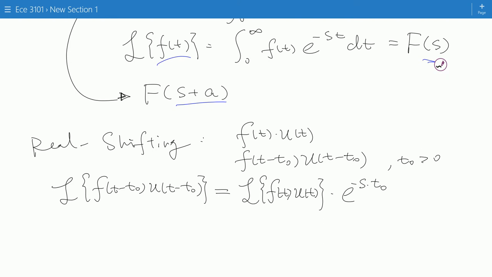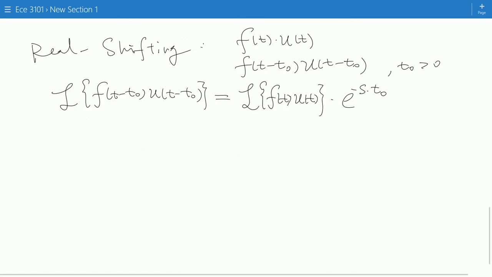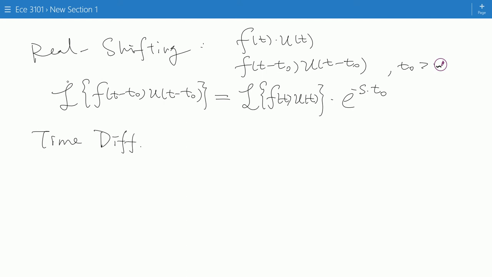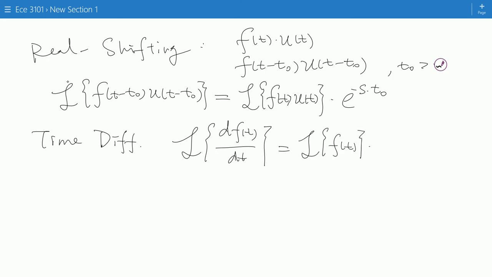What others? Time differentiation. We've done it earlier before, so let's do the Laplace transform of the derivative of a function with respect to t. It's going to be the Laplace transform of the function times s, minus f of 0 at time 0 plus, meaning right after time 0.